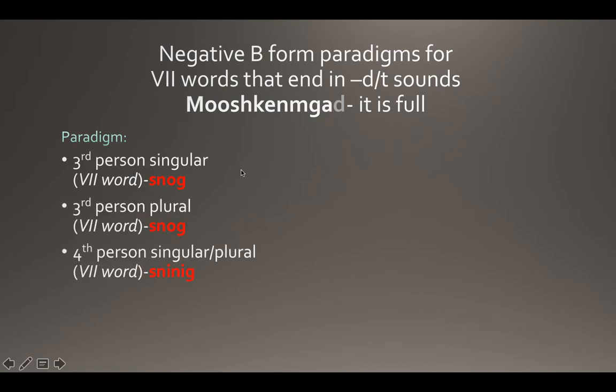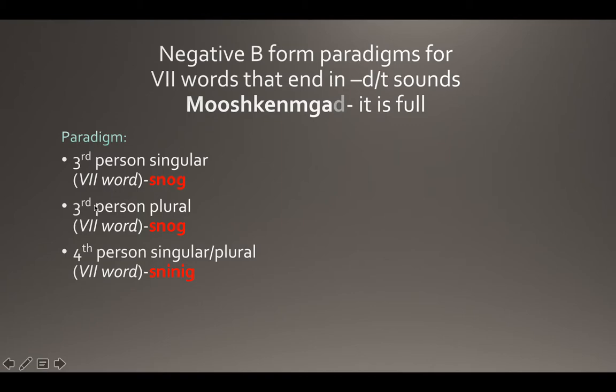All right, so moving on, we have our B form suffixes, and they're the same as the last type of verb. So third person singular, we're just going to tag on snug to the end of the verb. So we're going to replace that D sound with snug.